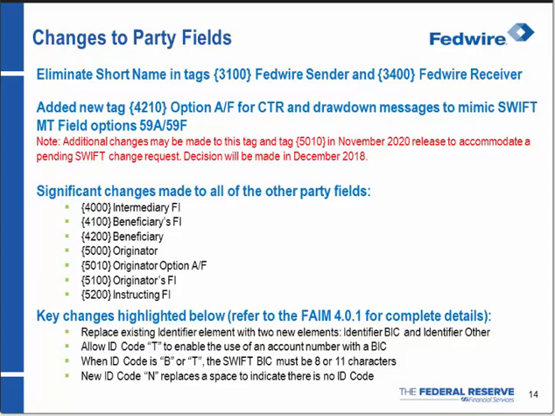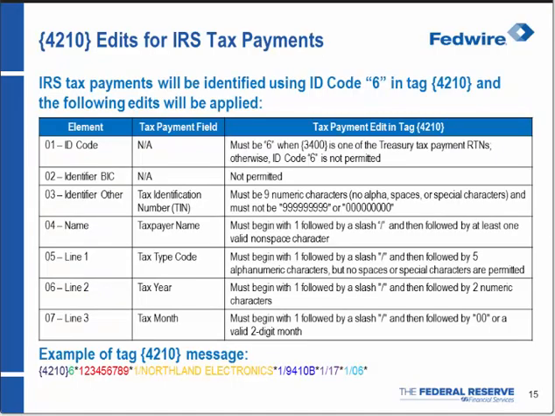Turning to the next slide, slide 15. So on this slide, we're summarizing the specific edits that we're going to do in the new tag 4210. We're going to be doing specific edits when it's a tax payment. So when the message is being sent to one of the two tax payment routing numbers, we're going to invoke this edit for this particular tag.